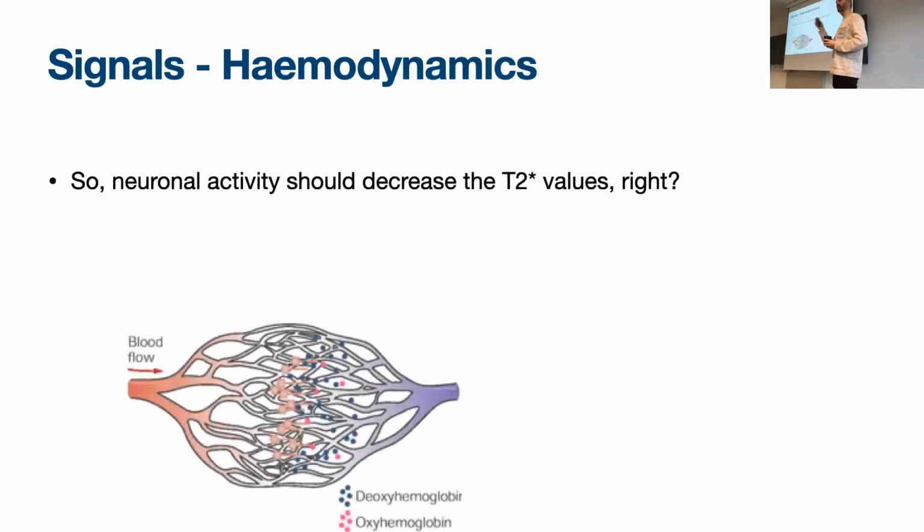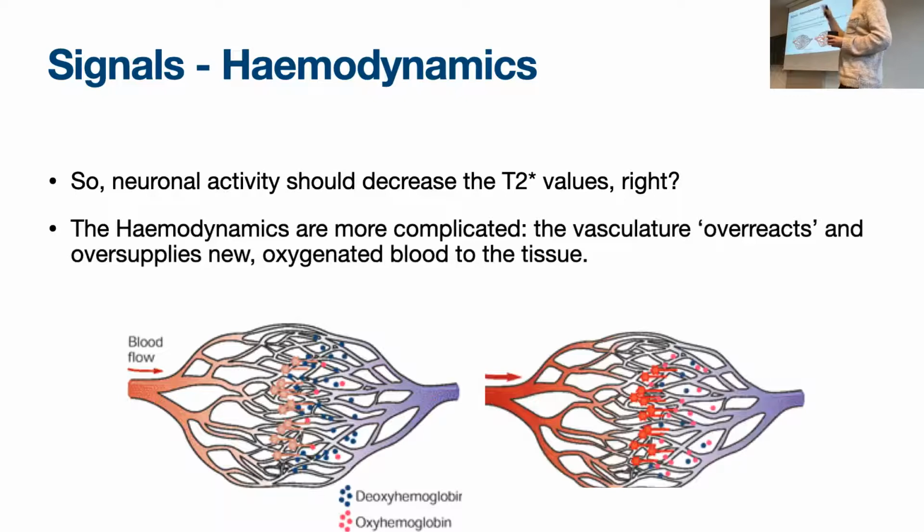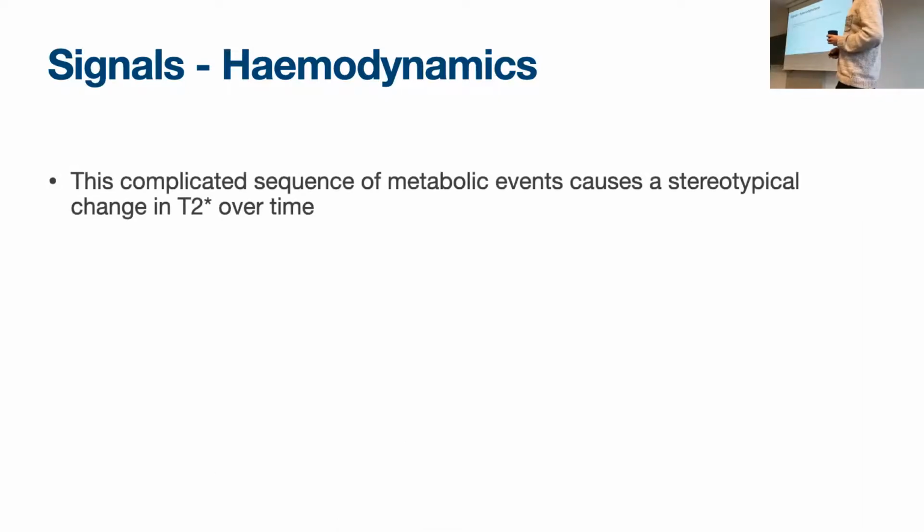Now, I'm just going to reiterate this because you can imagine I find it important. So T2 star values should decrease if blood deoxygenates, right? But because the vasculature sort of overreacts, this changes the content of the blood in terms of its oxygenation in the direction opposite to what we would initially expect. So you get this oversupply of new and oxygenated blood to the tissue.